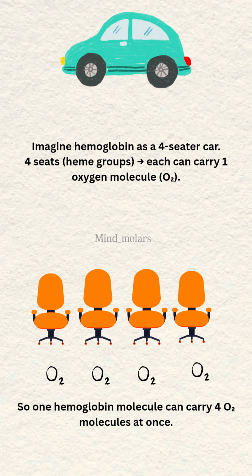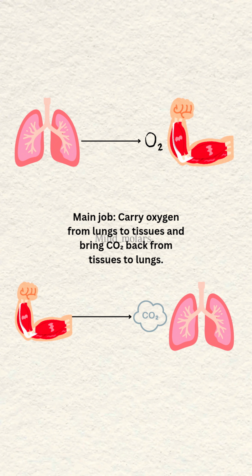Now imagine hemoglobin as a 4-seater car. So 4 seats, each can carry 1 oxygen molecule. So 1 hemoglobin molecule can carry 4 oxygen molecules at once. What is the function of hemoglobin? Carry oxygen from lungs to tissue and bring CO2 back from tissue to lungs.